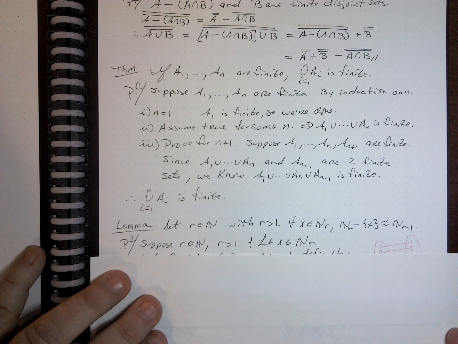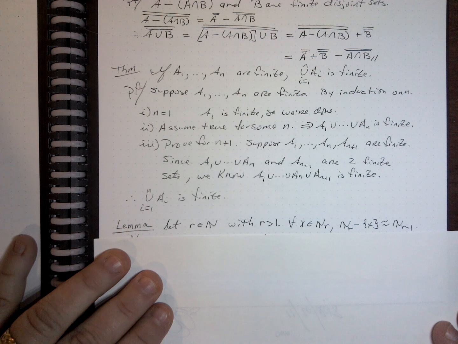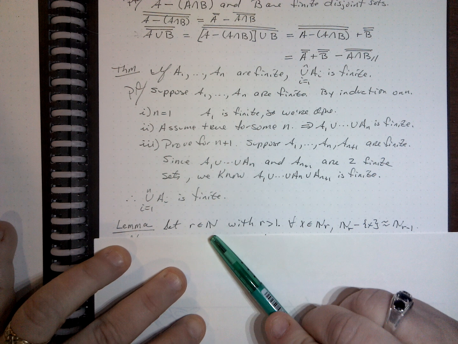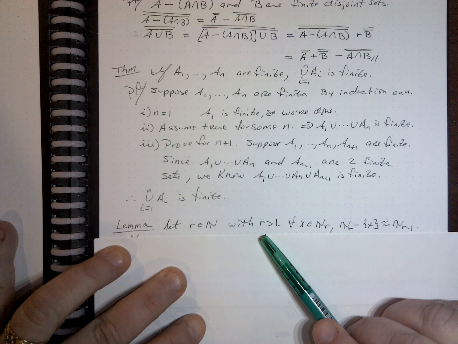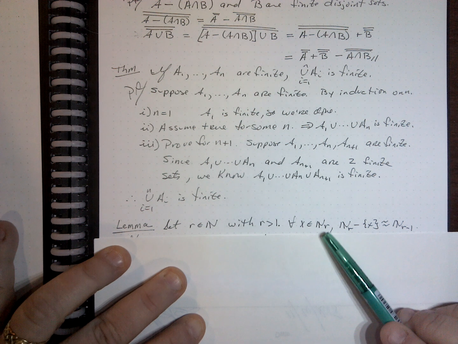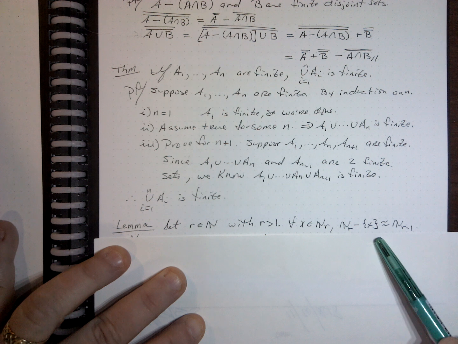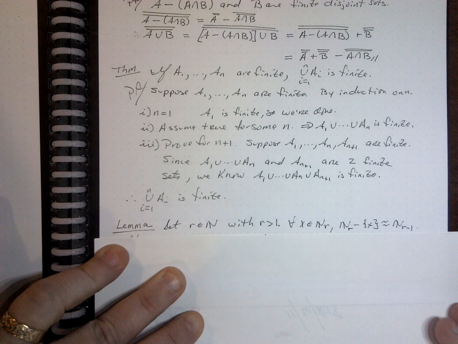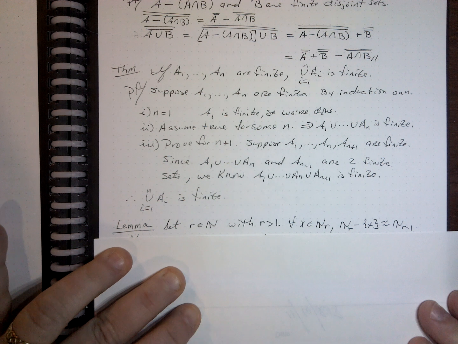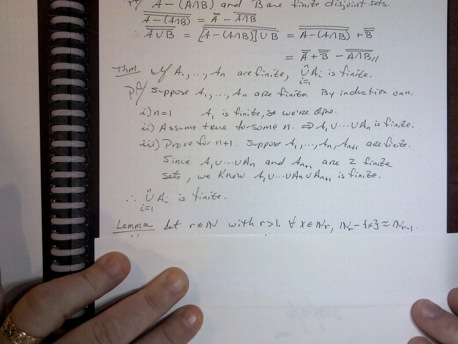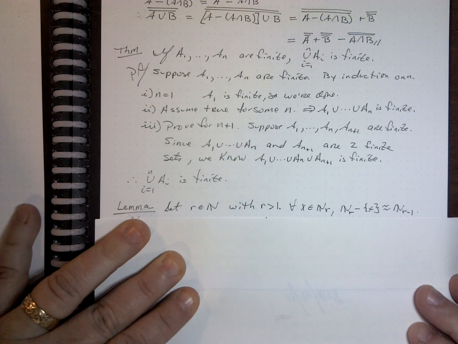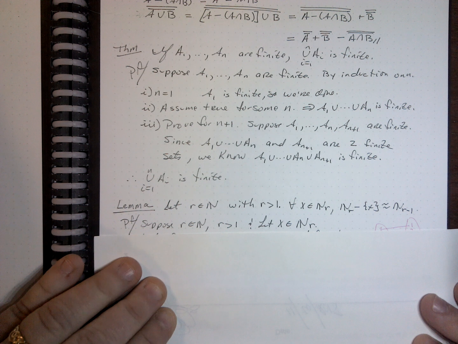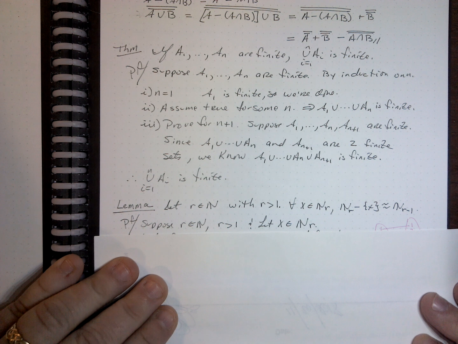Next one, lemma. I'm going to need this to prove the pigeonhole principle. So let R be an element of the natural numbers where R is greater than 1. If X is some element of N sub R, then if I remove that element, it's equivalent to N sub R minus 1. So basically we're saying that if you take one away, it's one less. It's just kind of like a duh, but we need to prove it. Suppose R is an element of the natural numbers and R is greater than 1, and let X be an element of N sub R.